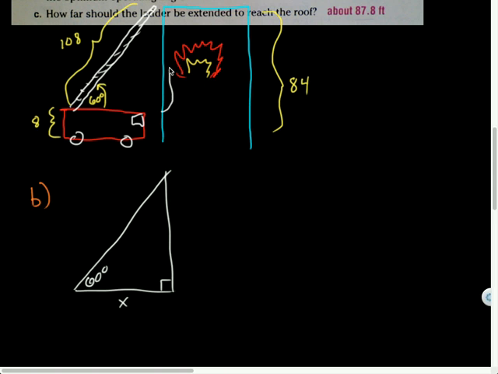Well, it's 84 minus 8. That's kind of like a segment addition postulate. The big length minus the little length will equal the leftover length. So 84 minus 8, that's 76. Sounds right to me.